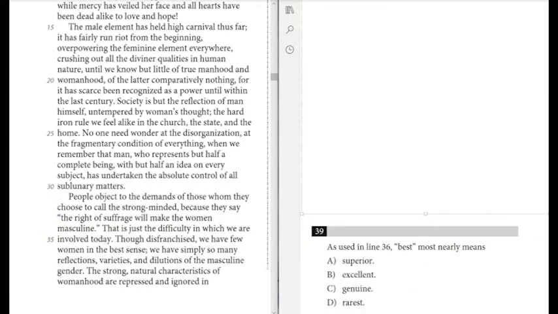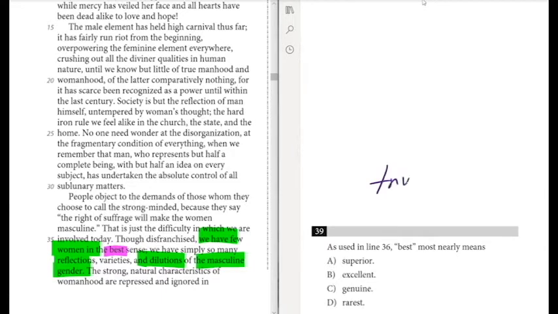Question 39. As used in line 36, best most nearly means. That's our passage-based vocabulary where we want the momentary main idea, and then we want to invent a word to replace the given word. So the word best is right here, and here's what was happening at that moment. That is just the difficulty in which we're involved today. Though disenfranchised, we have few women in the best sense. We simply have so many reflections, varieties, and dilutions of the masculine gender. So we don't really have women in the truest sense. Instead, we have these reflections and dilutions of the masculine gender.